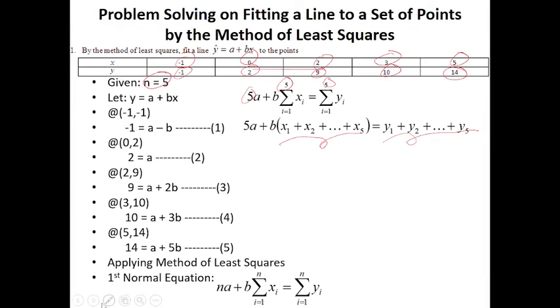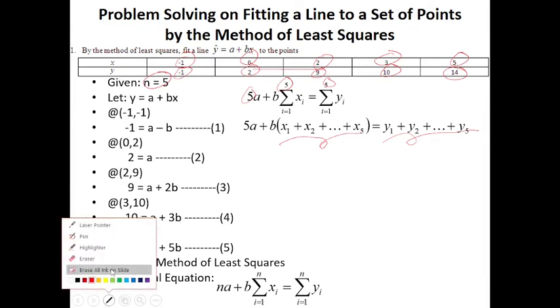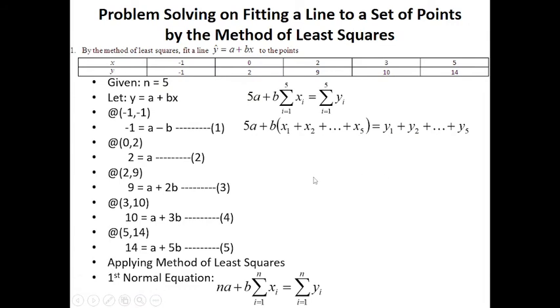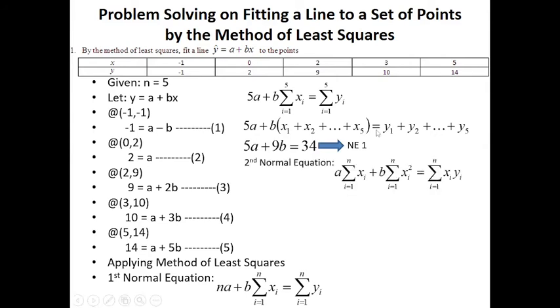So simplified, ang makukuha nating equation ay 5a plus 9b equals 34. So this is our normal equation number 1. Second normal equation, ito yon: a summation x sub i from i equals 1 to n plus b summation x sub i squared over the range from i equals 1 to n equals summation x sub i y sub i over the range from i equals 1 to n.